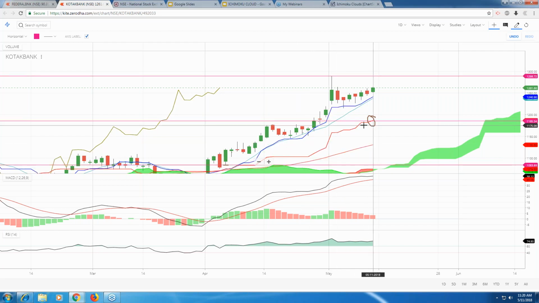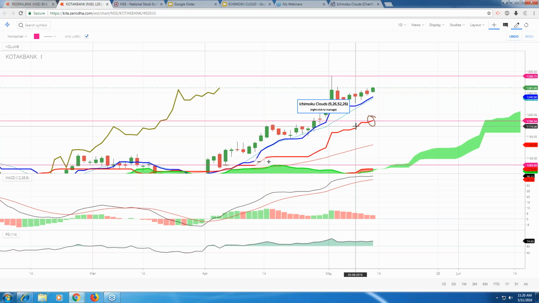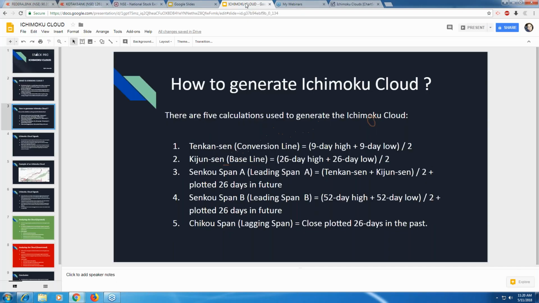That forms the Kijun-sen. This red one is the Kijun-sen, or you call it the baseline. Now there are various things in Ichimoku Cloud, but I'm going to tell you only a few which I use, and then you can explore many other things. Then you have Senkou Span A, which is called the leading span A, which is Tenkan-sen plus Kijun-sen divided by 2, plotted 26 days in the future.